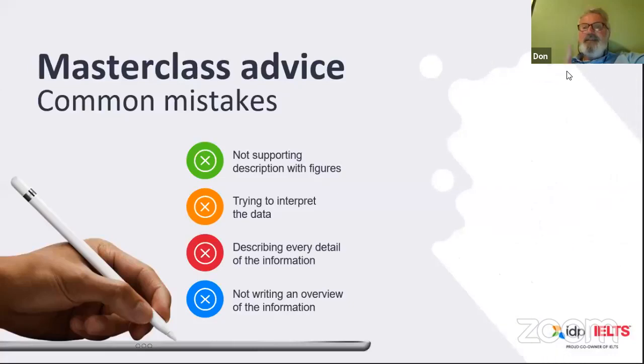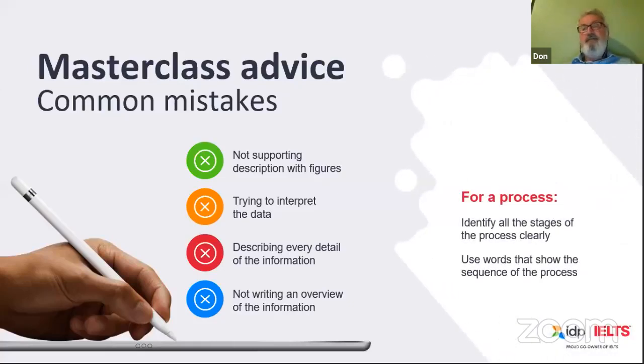And finally, sometimes your task is not a graph. It is a diagram that describes a process. It might be something like how to make something, or how to achieve something, or how to construct something. If you have a task like this, then your overview is saying there are 4 or 5 stages in this process, and they involve this, this, and this. There are good examples of this on the IELTS.com website, so go there and have a look at those things.